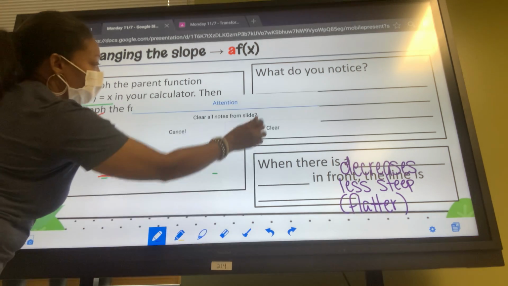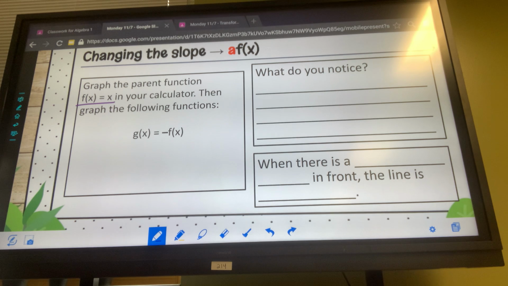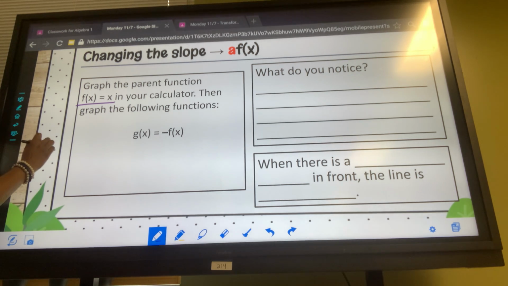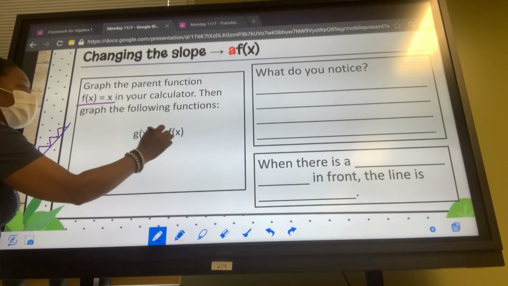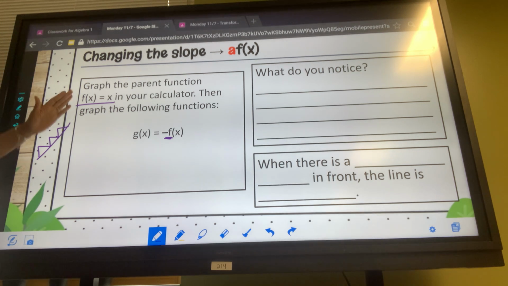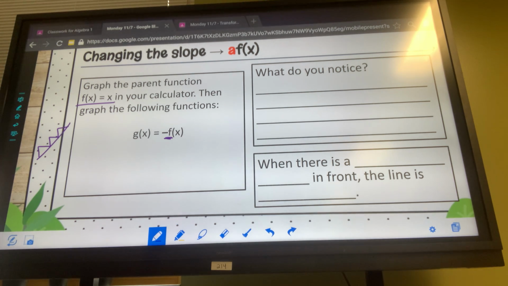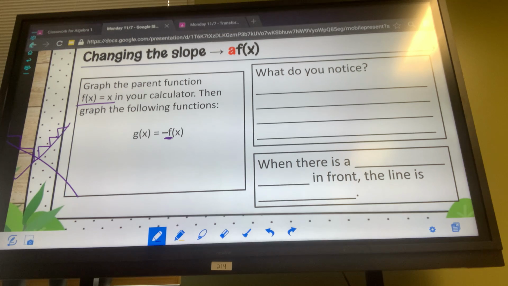Now this time we went from our parent function, which means it's going up 1 over 1, up 1 over 1, up 1 over 1, in the positive direction. This time we have that negative in front. So instead of going this way, a negative line has to go like this, down 1 over 1, up 1 over 1. It's the same steepness, but it's going in a different direction.